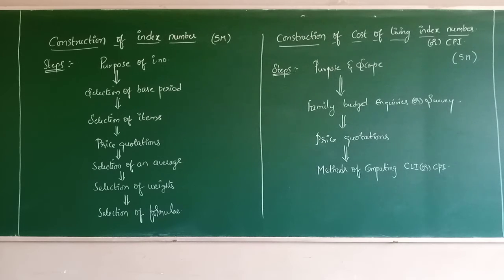So the third one is obtaining price quotations. Everyone knows about this. Clear? So after selection of items and weights, generally the price quotations will be obtained from place to place and shop to shop in the same market or in the same area. Clear? And then averages are to be made in the construction of index numbers.